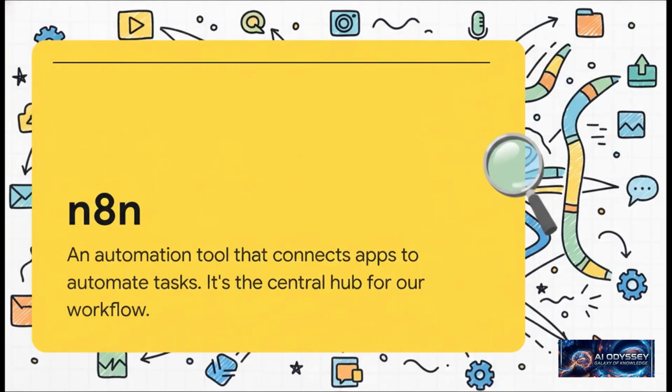So what is n8n? Think of it as the central nervous system, or maybe the main control panel for our entire operation. It's an automation tool that basically lets you link all these different apps and services together to perform tasks in a sequence. It's the platform where we're going to build and run our entire automated workflow.